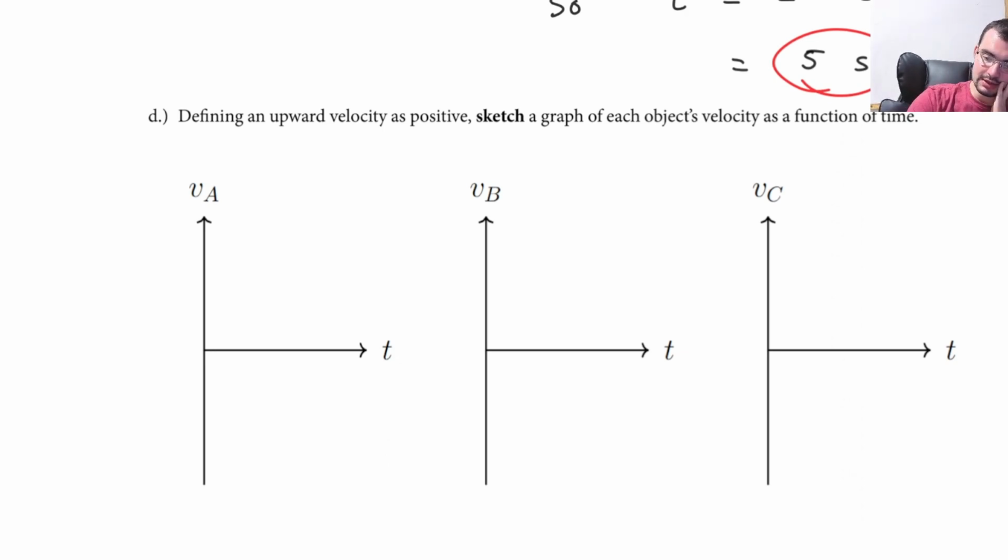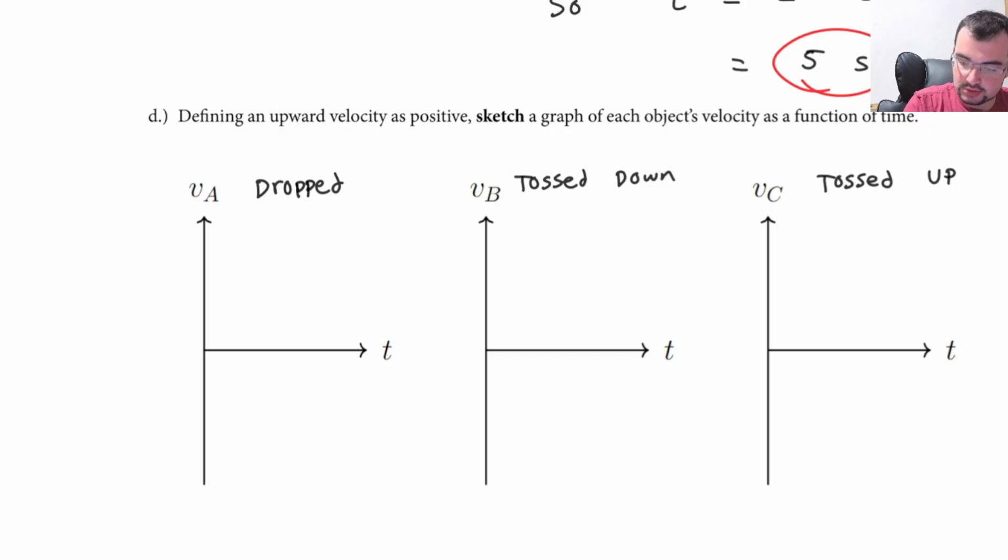And then defining a velocity upward as positive, sketch a graph of each velocity. So this is the dropped object. This is the tossed down object. This is the tossed up object. So dropped is easy, right? I just drop it and it's always moving down. G is a constant acceleration, so that's going to be nice and linear. The slope would be negative 10.